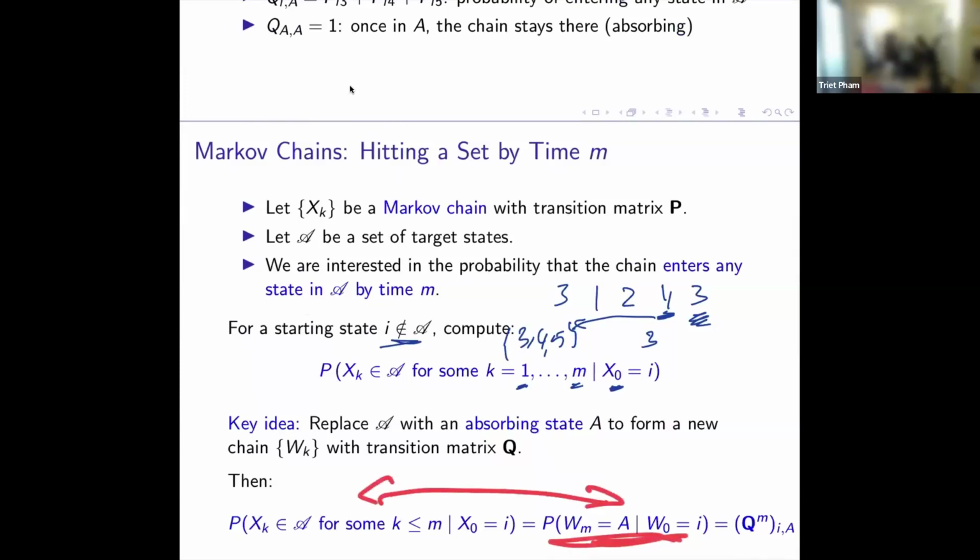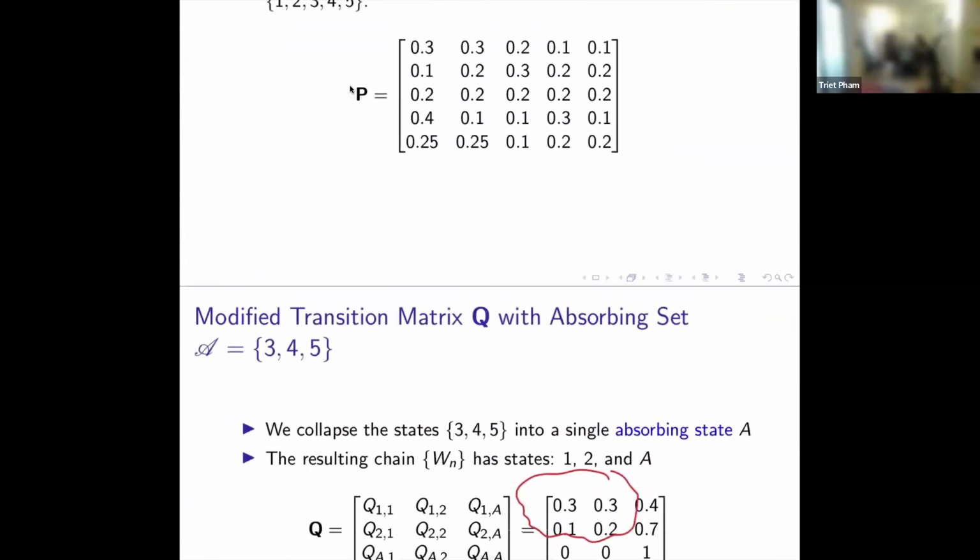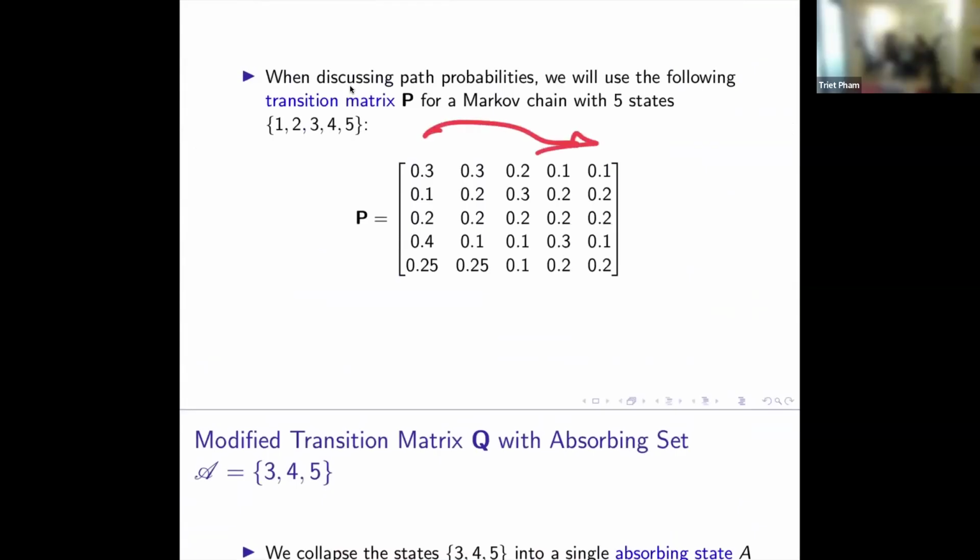Namely that these two probabilities are equal. But there's nothing physically, or I guess probabilistically, preventing us from moving from 3 to 1, let's say, in terms of the transition matrix. It's possible.